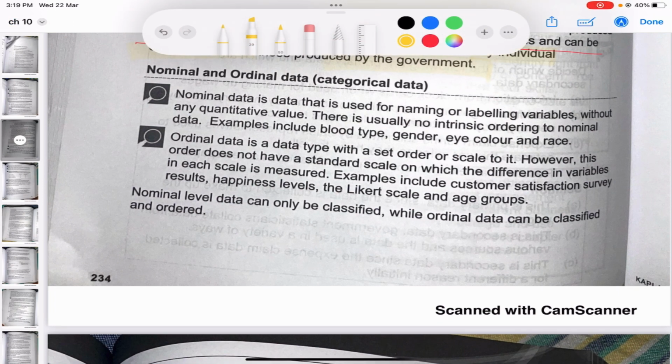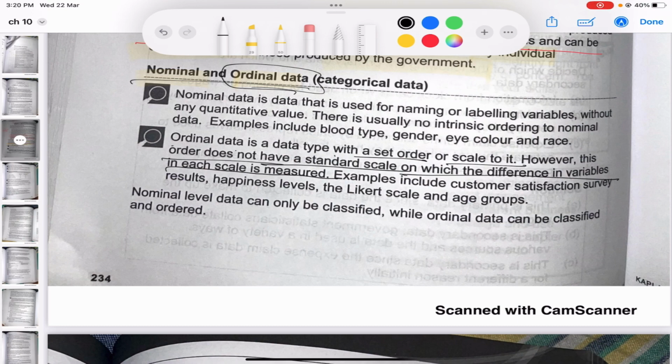Now we come to another way you can bifurcate data: nominal and ordinal data. Let's talk about what nominal and ordinal data is. Before that, let's begin with ordinal data itself. Ordinal data is a data type with a set order or a scale to it. However, this order does not have a standard scale on which the difference in variables is measured.